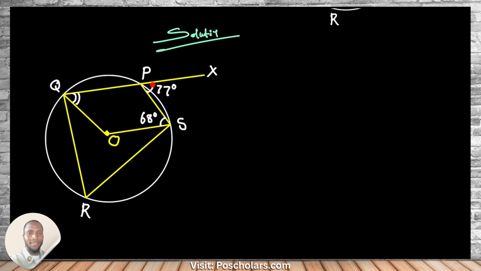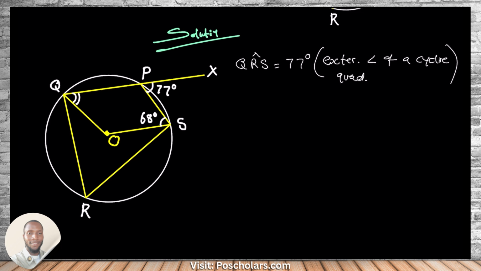We know that this angle is 77 degrees. This is the exterior angle. Remember that concept that the exterior angle of a cyclic quadrilateral is equal to the opposite interior angle. So it simply means that QRS, which is this part, is also equal to 77 degrees. So let's write it. QRX is equal to 77 degrees. Put your reason. The reason is exterior angle of a cyclic quadrilateral. Good. Now we know this angle to be 77 degrees.